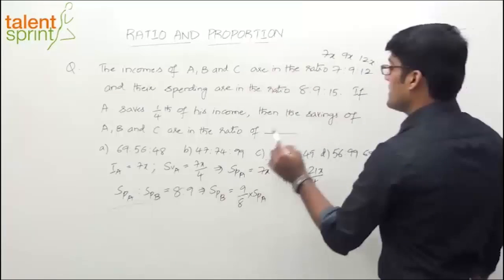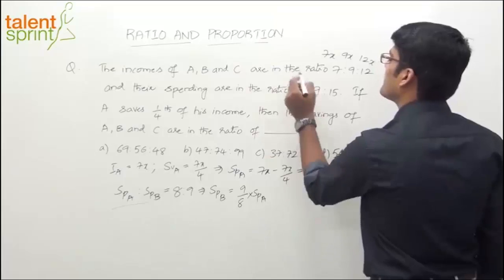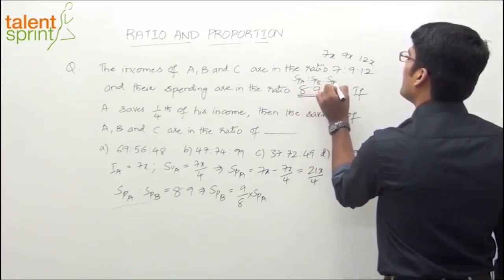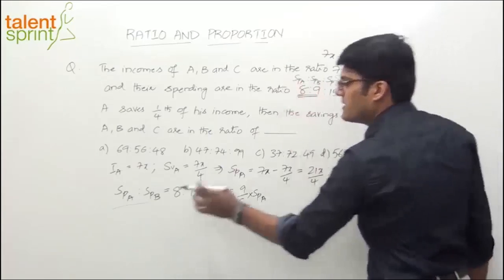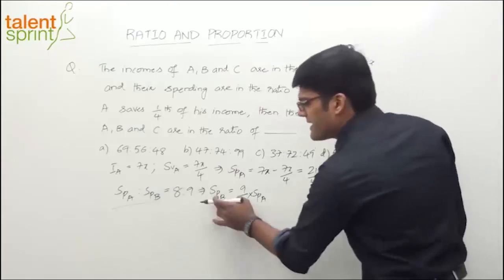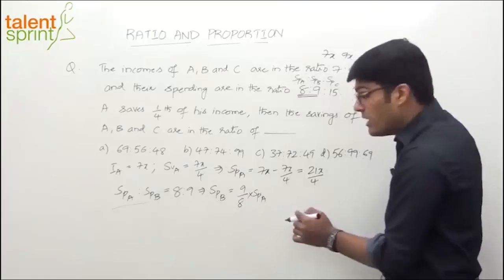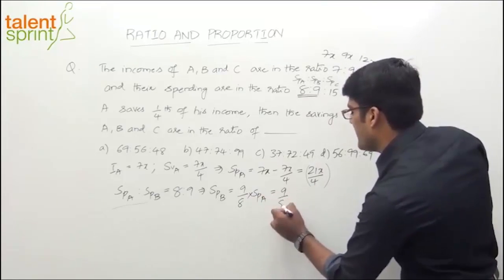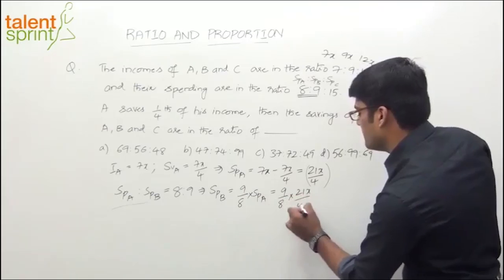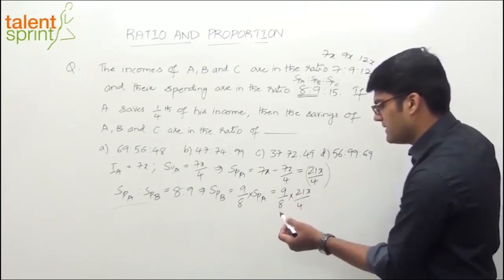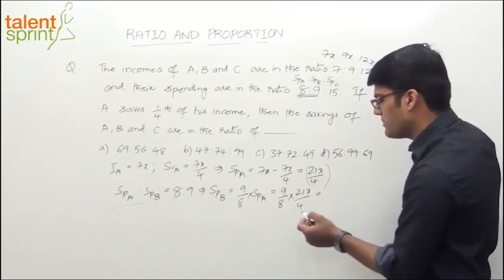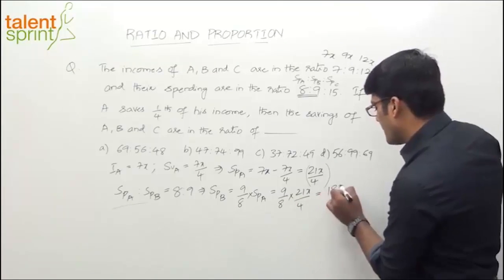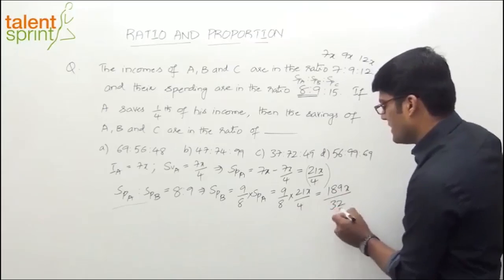This ratio is known. How do we know this ratio? 8:9. We are looking at only these two parts. Spending of A is to spending of B is in what ratio? 8:9. So from this I can say spending of B is 9 by 8 into spending of A. What is spending of A? 21x by 4. So substitute here. We get 9 by 8 into 21x by 4. Now nothing is getting cancelled here, so you have to do the complete calculation. 21 into 9 is 189. 189x by 32.